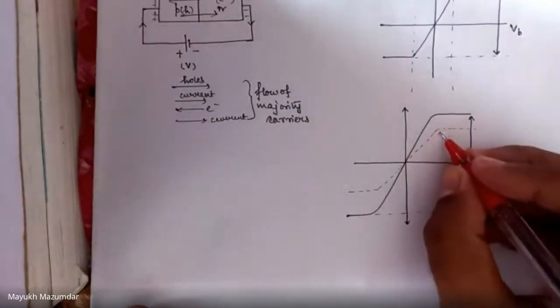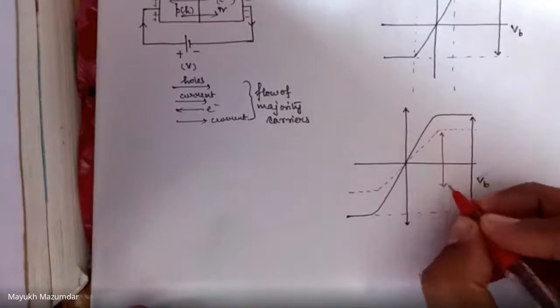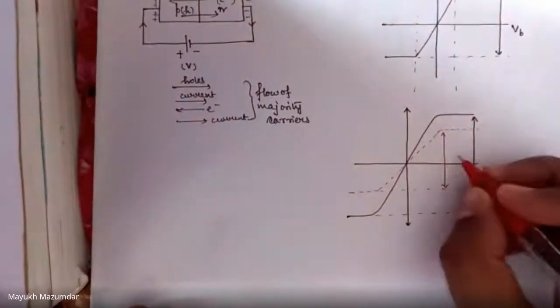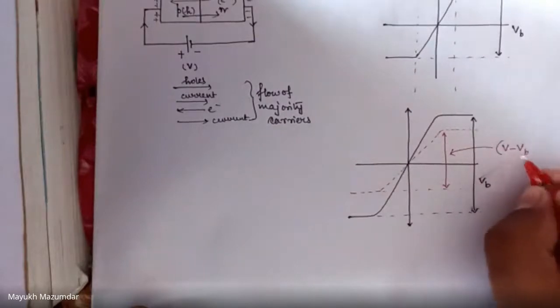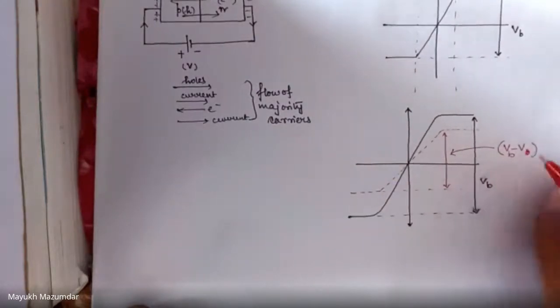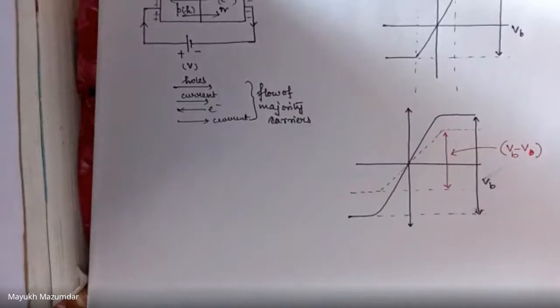So what is the potential difference now? Sorry, what is the height of the barrier potential now? It has decreased by an amount V. Okay, it is now VB minus V. Is it clear?